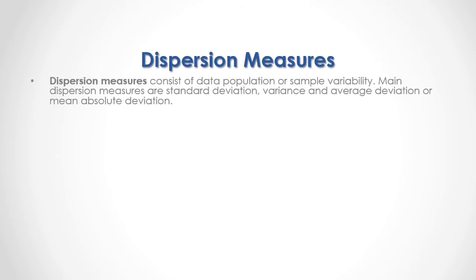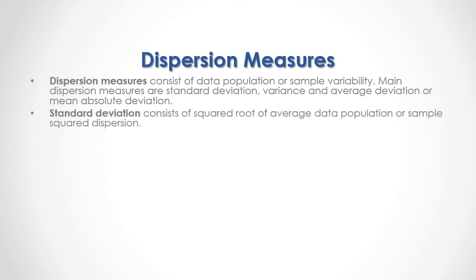Dispersion measures consist of data population or sample variability. Main dispersion measures are standard deviation, variance, and average deviation or mean absolute deviation. Standard deviation consists of the square root of average data population or sample square dispersion.